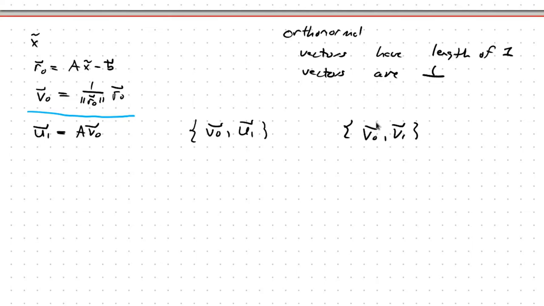Okay, so here's what I'm going to do, I'm going to create a new vector here. Let's just call it U1 tilde. I'm going to use this. It's going to be a temporary placeholder. If I do my Gram-Schmidt orthogonalization, what do I get? I'm going to take my U1 vector, and I'm going to subtract V0 dotted with U1 divided by V0 dotted with V0, all times V0.